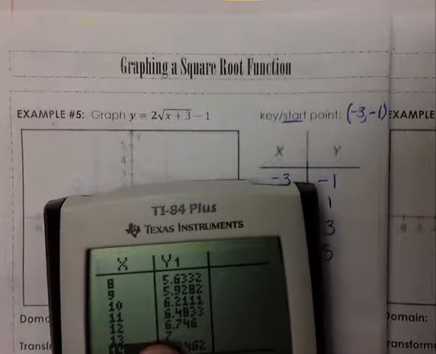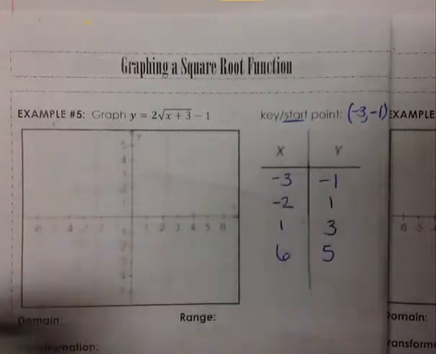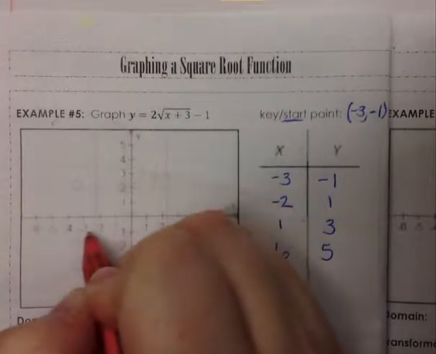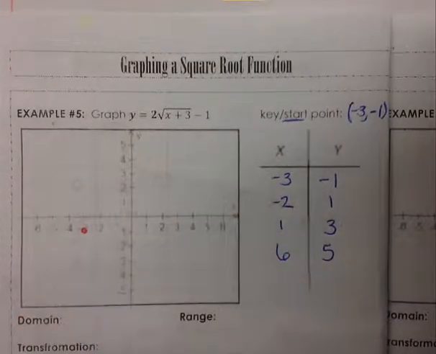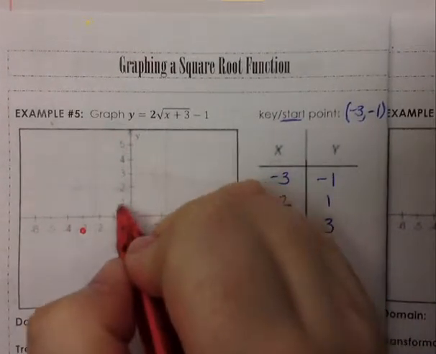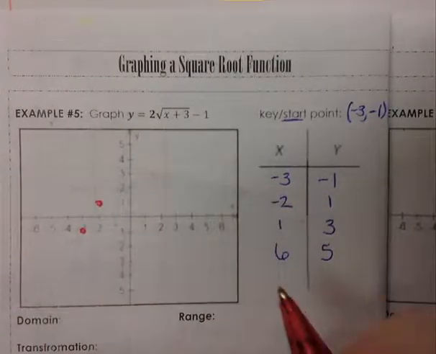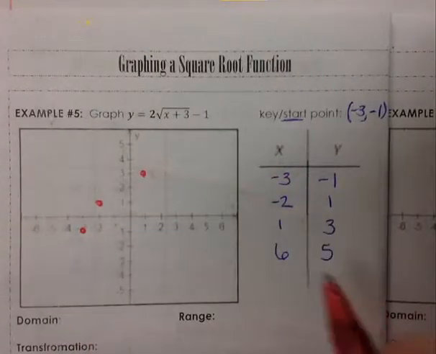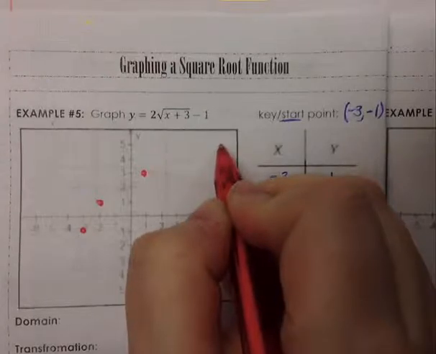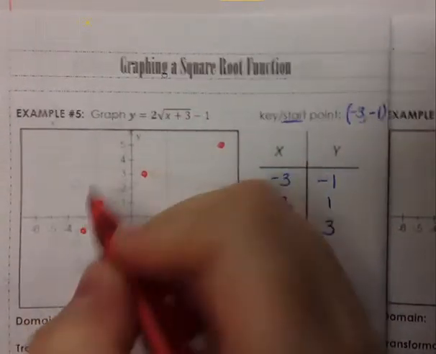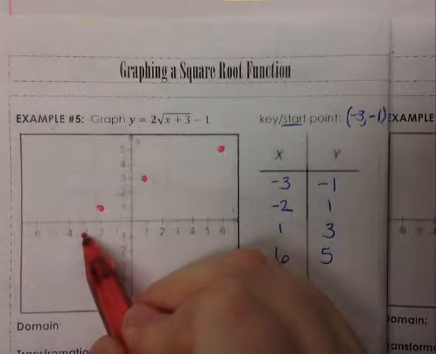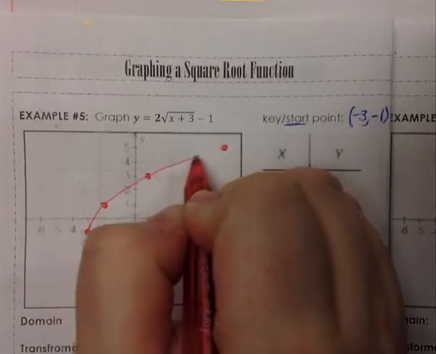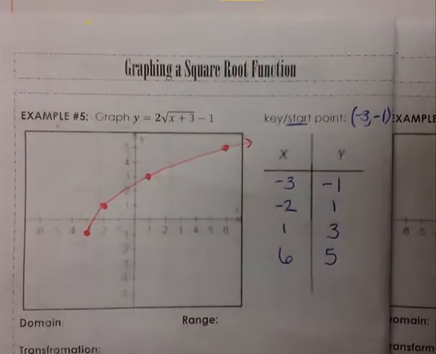So 13, 7 would be the next one, but we can't graph that on this grid because it only goes to 7. So if we graph these, our start point is negative 3, negative 1. Then we have negative 2, positive 1. Then we have positive 1, positive 3. Then we have positive 6, positive 5. We connect these points. Remember, this is your start point, so nothing goes below it, and there's no arrow on it. We put an arrow on the end of this side.